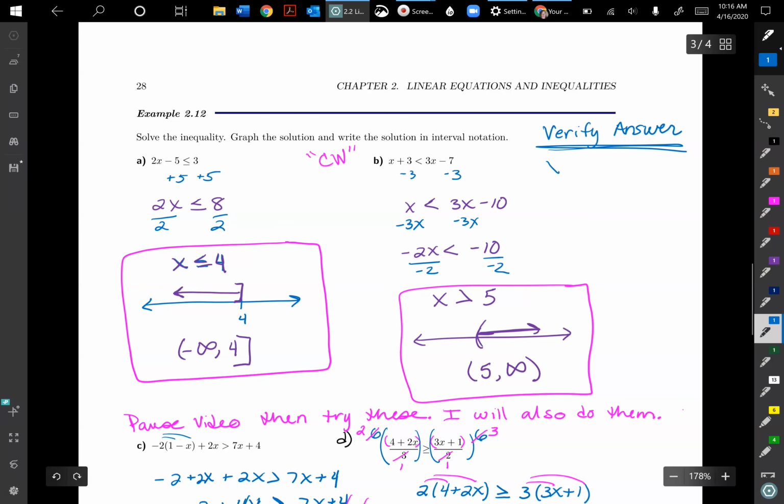So we would do x plus 3, I'm just rewriting it, less than 3x minus 7, and I'm going to let x equal 6. So I would do 6 plus 3 less than 3 times 6 minus 7. And then I end up with 9 is less than, that would be 18 minus 7. So I end up with 11 there. And 9 is less than 11. That's true. So my answer works.